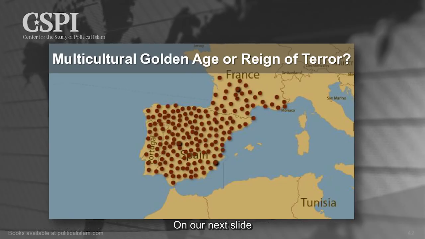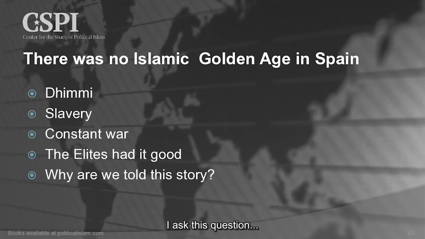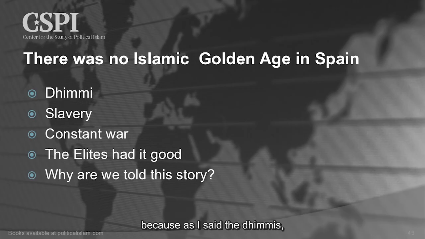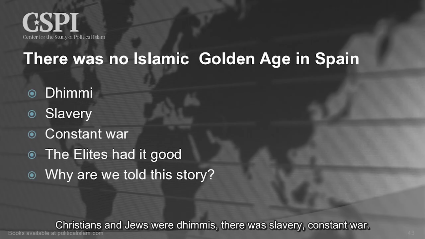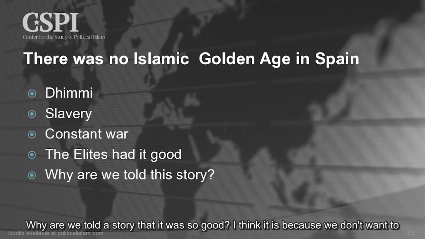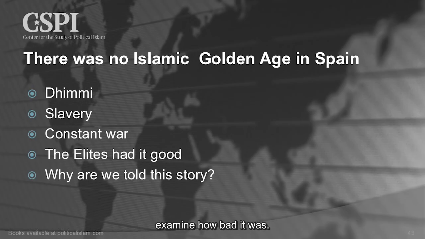Okay, in our next slide, I asked this question. Okay, there was no Islamic Golden Age in Spain. Golden not in the sense I would talk about it, because as I said, the dhimmis, Christians and Jews, were dhimmis. There was slavery, constant war, the elites had it good. And I asked this question, why are we told this story that it was so good? I think it is because we don't want to examine how bad it was.